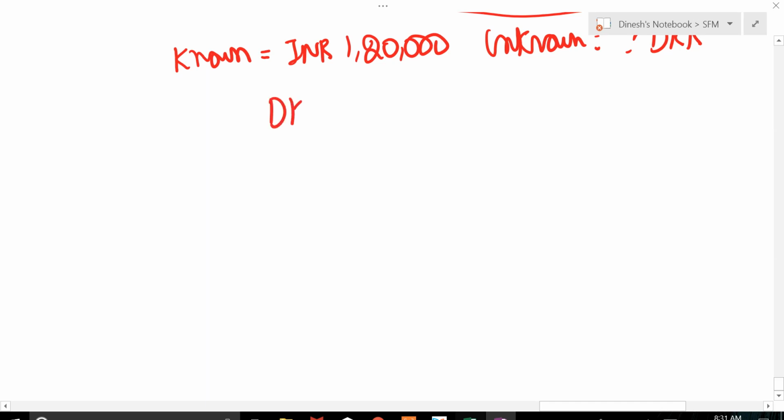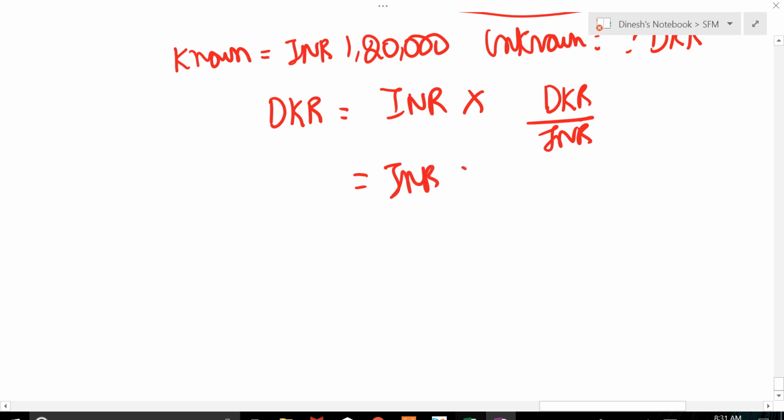DKR equal to INR into DKR per INR. Okay, let this be stage 1. Stage 2 I'll write in the next stage, otherwise it was confusing in the last problem. What is the bank doing with the denominator currency? Bank buying, selling? Bank is buying. Bid. Extend the formula of DKR by INR, get to the answer.